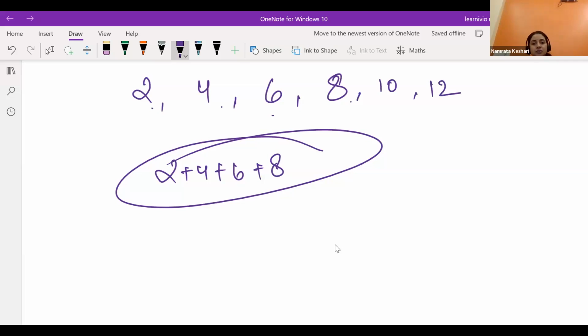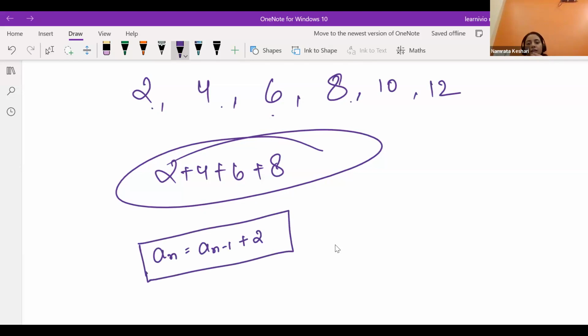Now we want to make a formula so that if we give the formula to anyone, they will be able to generate the next term. So can we say that the formula will be an will be the previous term plus 2? Can we say, Ali?